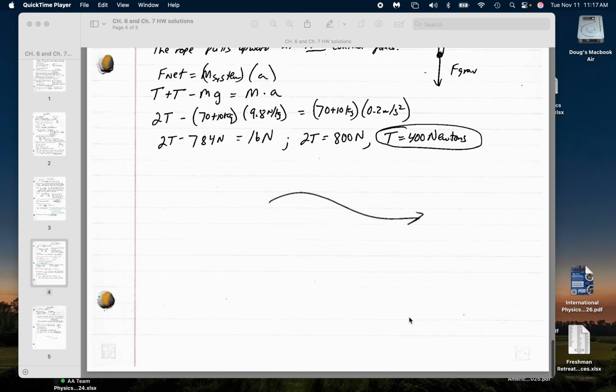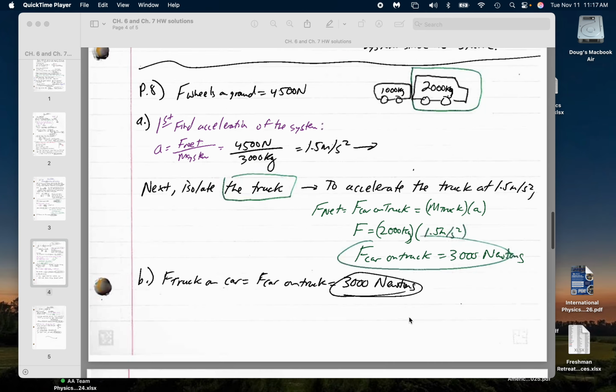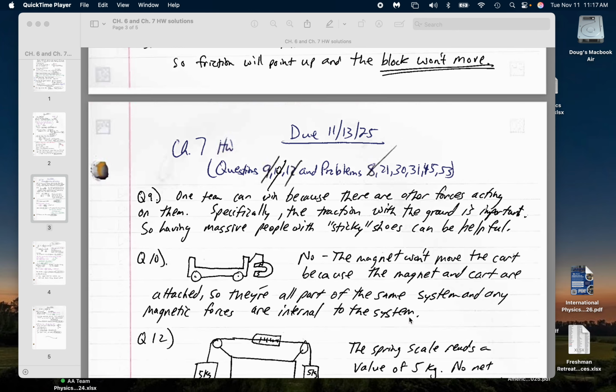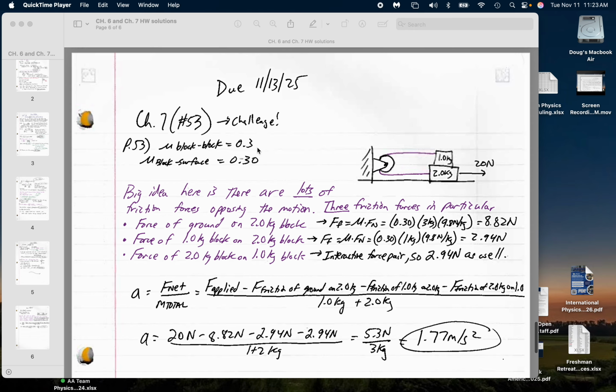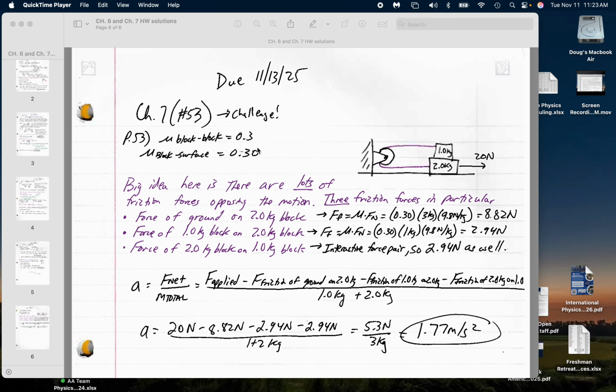Oh, I didn't get number 53 on here. Well, we will go over that in class, but I'll have to make sure that I get that. Sorry, I will stop that right now. I'd forgotten to scan it, so I'm not sure if I can do this and combine it to one video or not. But basically, you've got a 1 kilogram block on a 2 kilogram block.